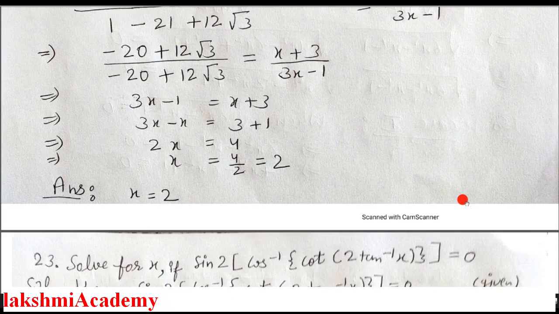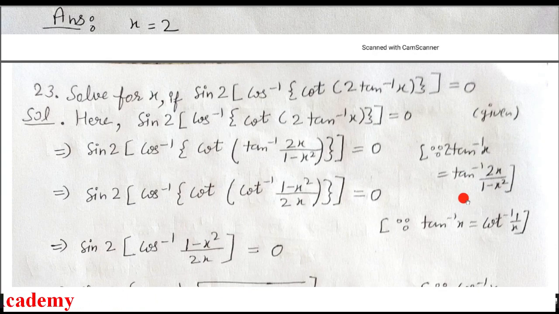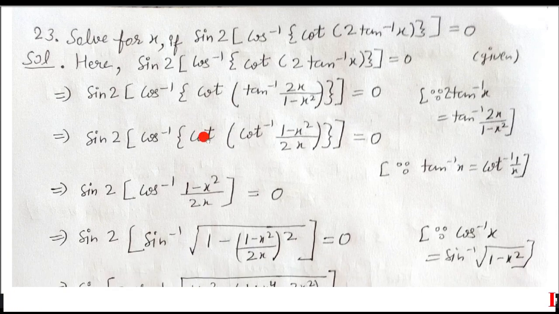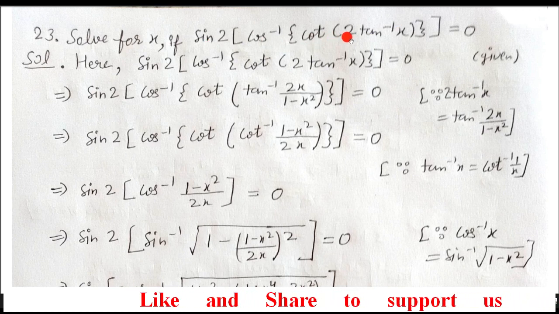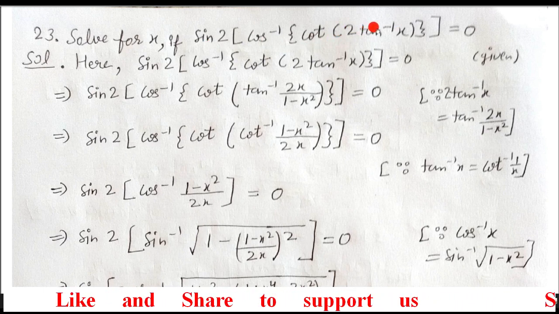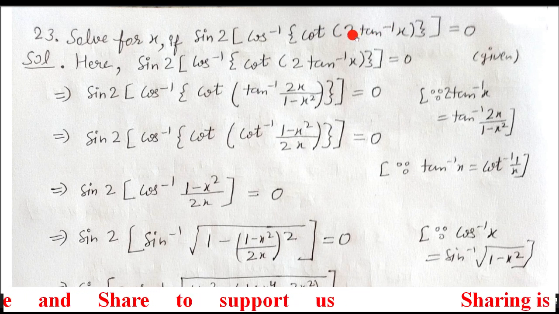And now we'll move to the next question of the same exercise. The next question is 23 and again we have to solve for x. Now the question is like this, how many brackets do we have here. First we will start from the smallest bracket, that is the innermost bracket, that is 2 tan inverse x, and we will see what we have outside.